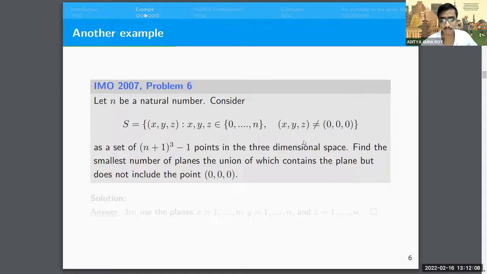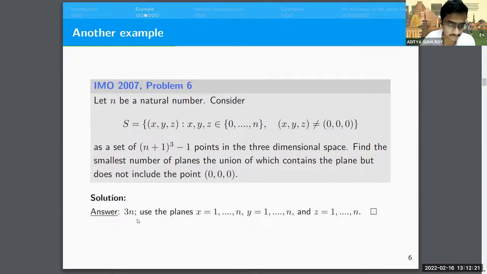And so we want to find out the smallest number of planes such that the union of them contains this S but doesn't include the point (0, 0, 0). We first claim that the answer is 3n. And it's easy to see that 3n planes can be used.